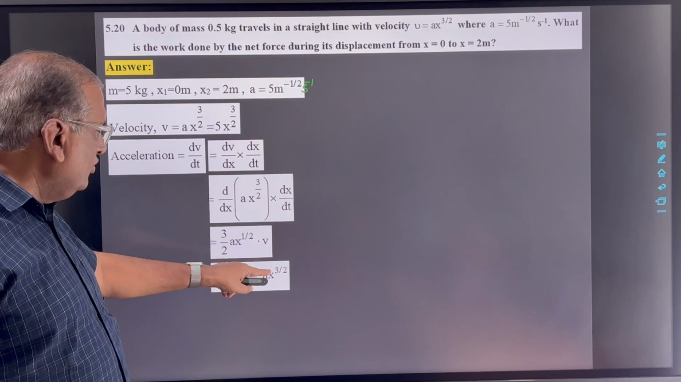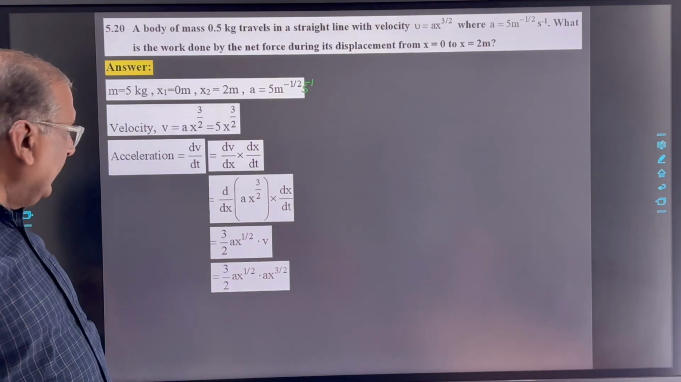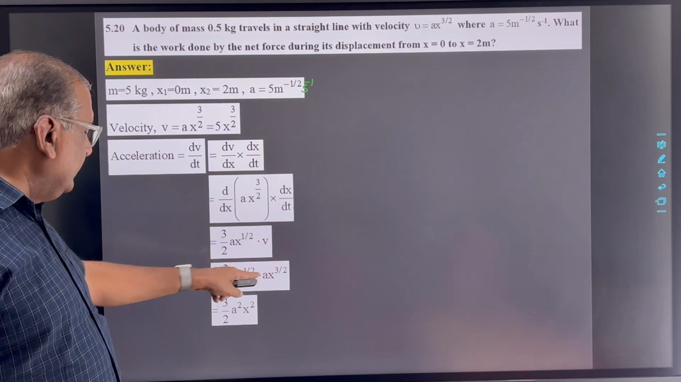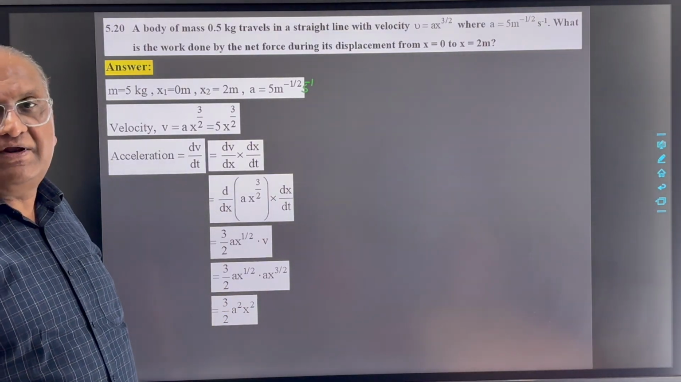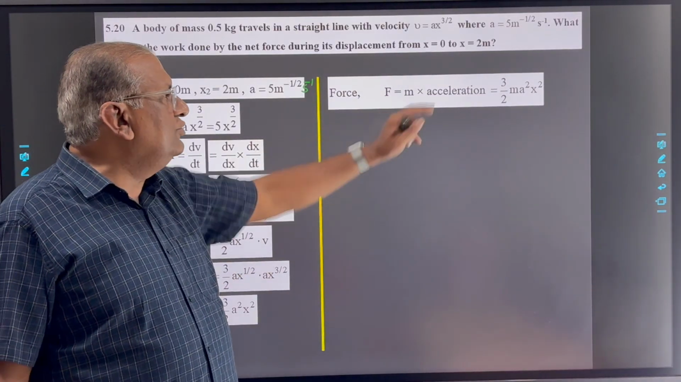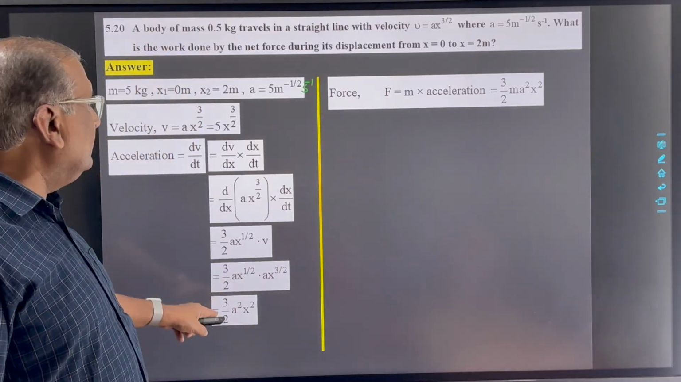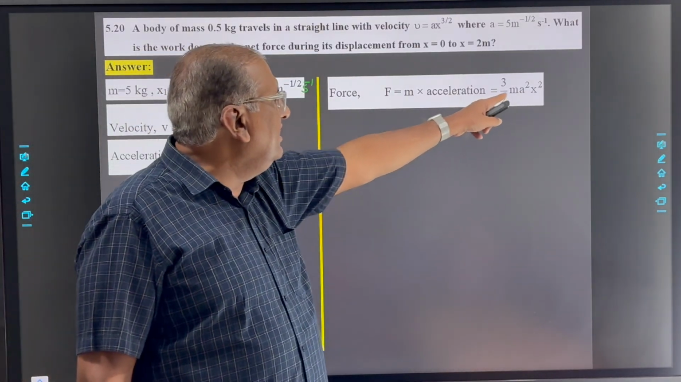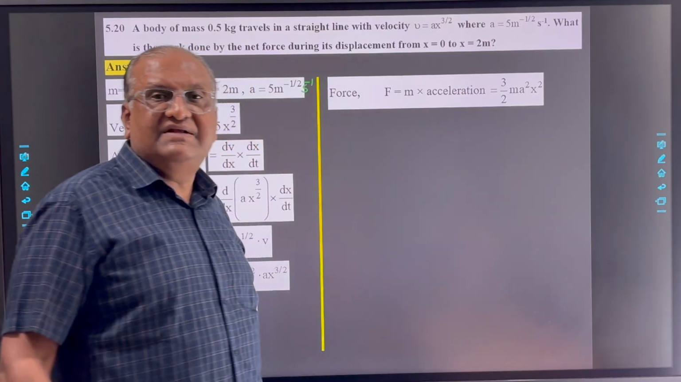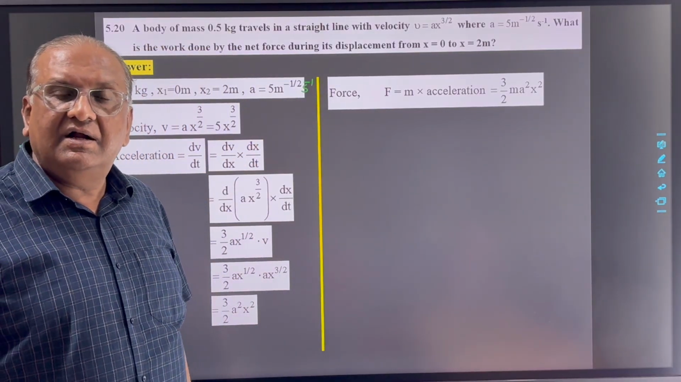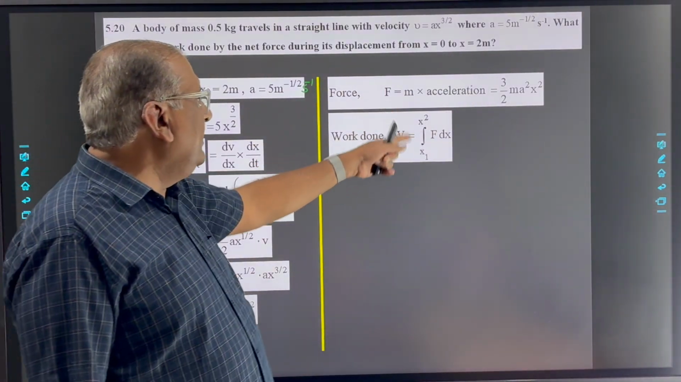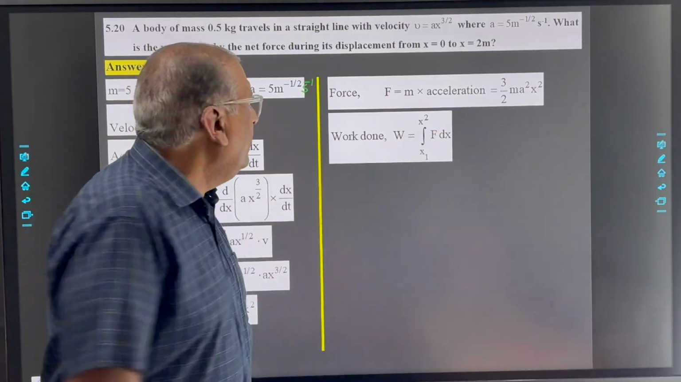So x raised to 1 by 2 plus 3 by 2, that is x square. So resultantly you will get acceleration, that is 3 by 2 a into a, that is a square, into x square. Now the net force. Net force, that is mass into acceleration. So acceleration, that is 3 by 2 a square x square, into mass m. Now see here, force is a function of x, means it is a variable force. Now work done under the effect of variable force, that we discussed. So that is W equal to integration f dx from x1 to x2.